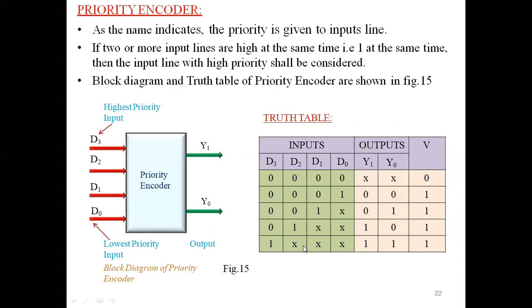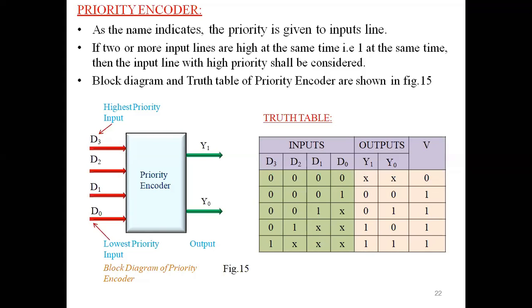So here 3 combinations. 3 means 2 power 3, 8 combinations, right? 8 combinations is nothing but 1 0 0 0 is 8, 1 0 0 1 is 9, 1 0 1 0 is 10, 1 0 1 1 is 11, 1 1 0 0 is 12, 1 1 0 1 is 13, 1 1 1 0 is 14, and all ones is 15. That means here 3 don't care conditions. In those 3 don't care conditions, how many possibilities come? 2 power 3 possibilities, so 8 possibilities.